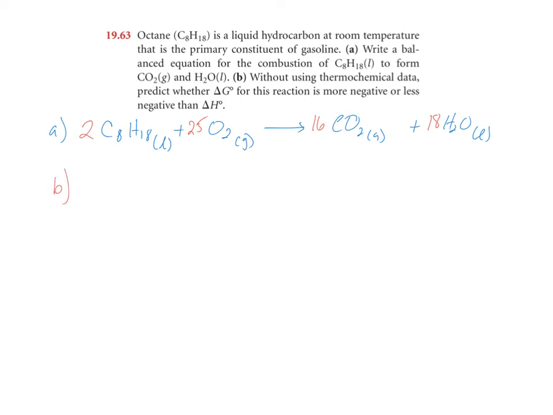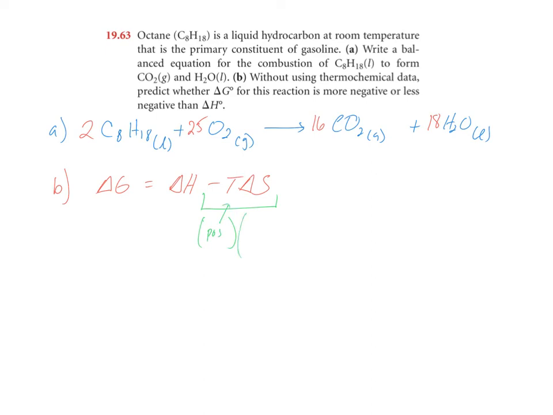Now B says without using thermochemical data, meaning no calculations, just predict whether delta G for this reaction is more negative or less negative than delta H. Well, to do that, you want to look at how delta G and delta H are related. They're related through the equation here. Now, we know that we're at some, obviously, this is Kelvin here, so we're at some positive temperature. There are no negative temperatures on the Kelvin scale, and we'll always be using Kelvin in these problems. So we have a positive temperature.